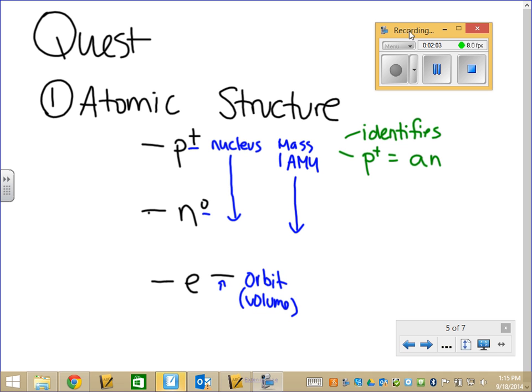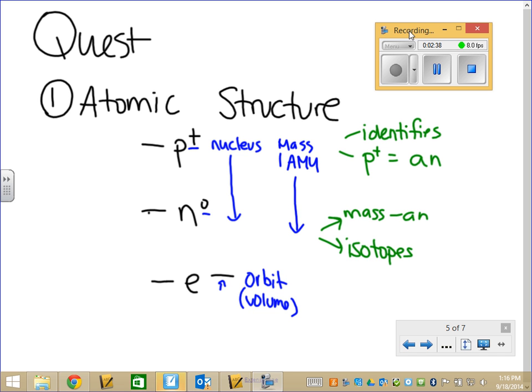Now, if we talk about neutrons, the way you figure out how many neutrons there are is mass minus atomic number, which is the number of protons. And remember that you have to round things. We also know that isotopes exist. An isotope is when you have 2 atoms of the same element, but they don't have the same number of neutrons, meaning their mass is different.